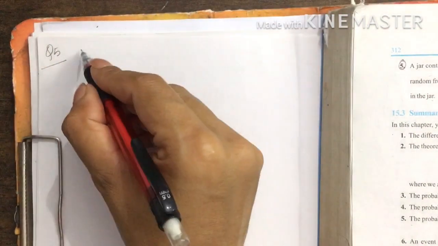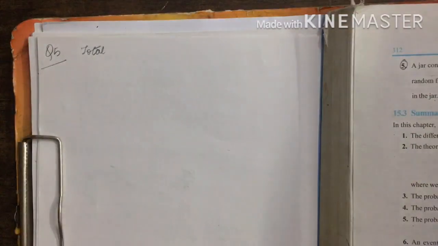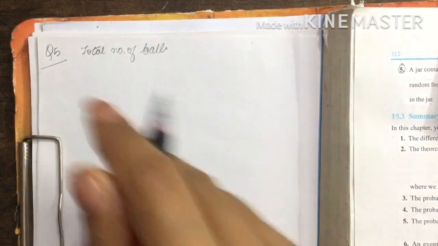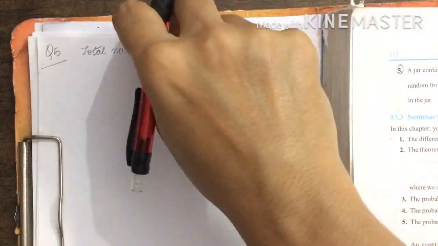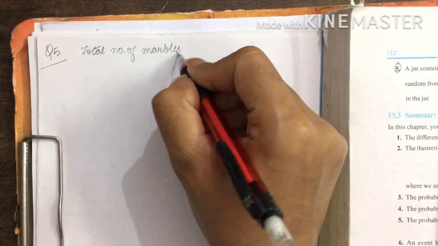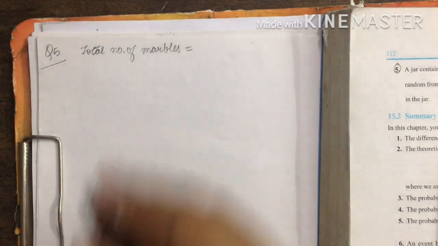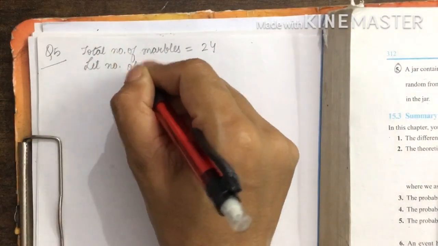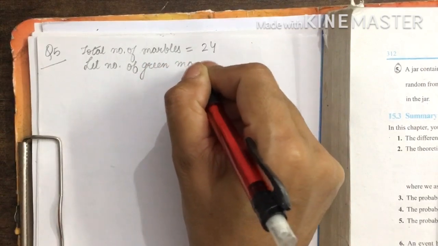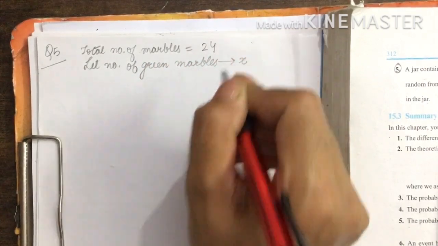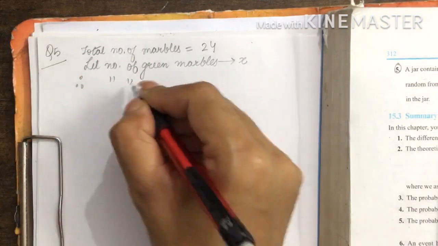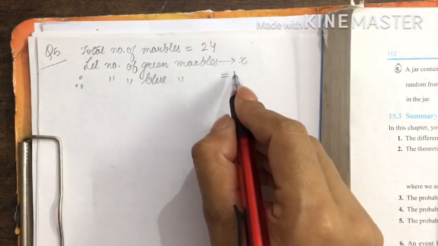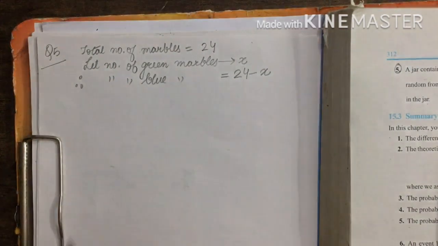Question number 5. Total number of marbles is 24. Let the number of green marbles be x, therefore the number of blue marbles, I am not letting it, I am obtaining it using these two, total minus the green ones.